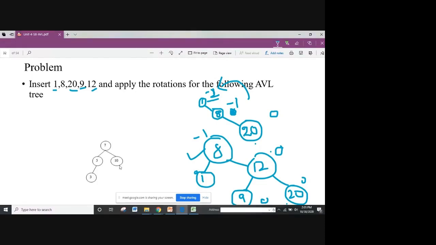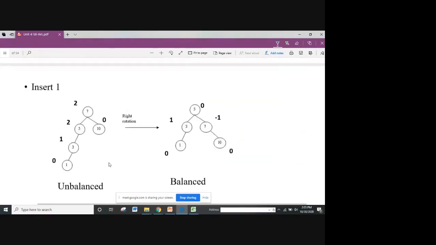So already 7, 5, 10 is given. So where should 1 be inserted now? Now you have to answer, then only it will be more clear. Left child of what? Left of left of 3. Okay, 3. So you can see there it is in the left of 3.